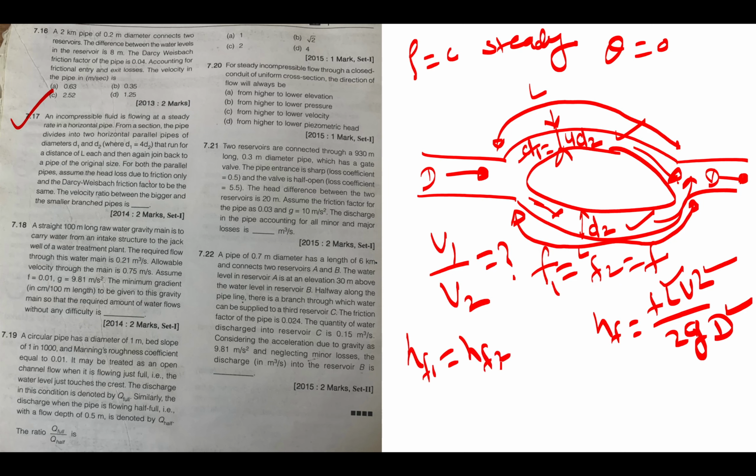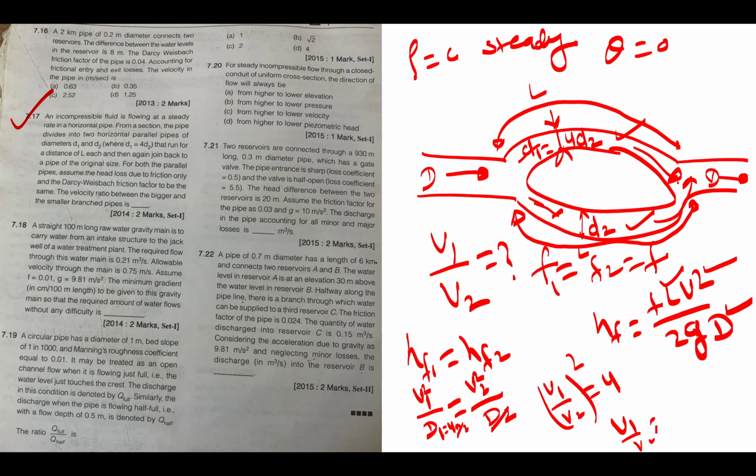HF1 is equal to HF2, so easily you can put it here. Length will be the same, so V1 square divided by 2g D1 equals V2 square divided by 2g D2. D1 is equal to 4 D2, so D2 cancels. Here V1 by V2 square is 4, so V1 by V2 is equal to 2.